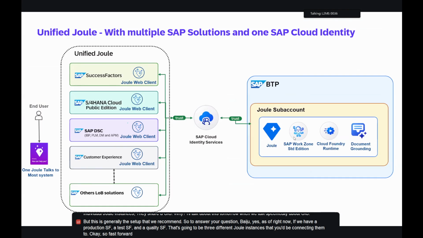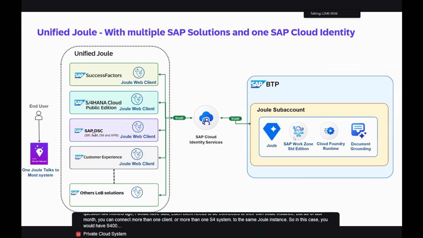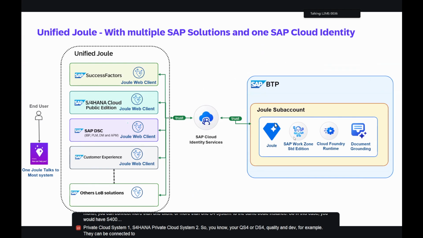In the case of S4, one landscape has more than one client. Yeah. So as of last month, if you asked me this question 2 months ago, I would have said each client needs to be connected to their own Joule instance. But as of last month, you can connect more than one client or more than one S4 system to the same Joule instance. So in this case, you would have S4 HANA Private Cloud System 1 and System 2. So your QS4 or DS4, quality and dev, for example, can be connected to the same Joule instance. And the multi-system support link that I linked in the chat is how that's going to be supported.